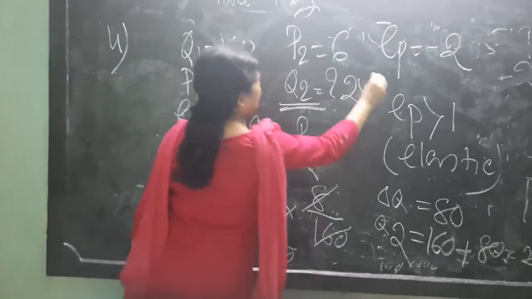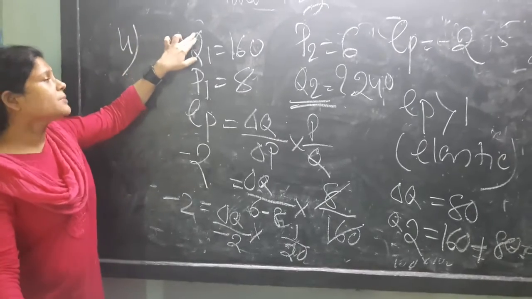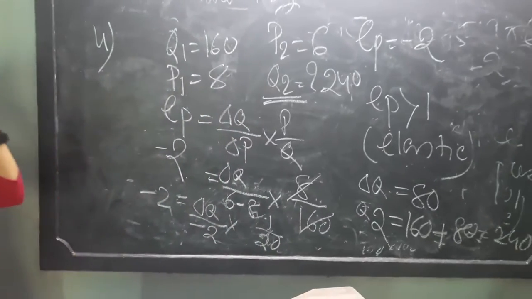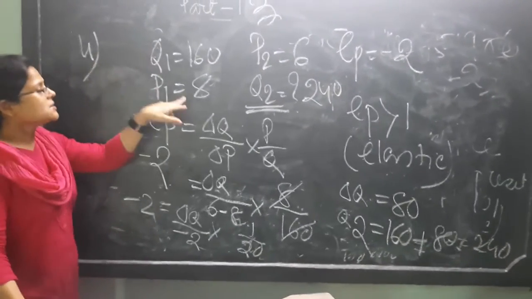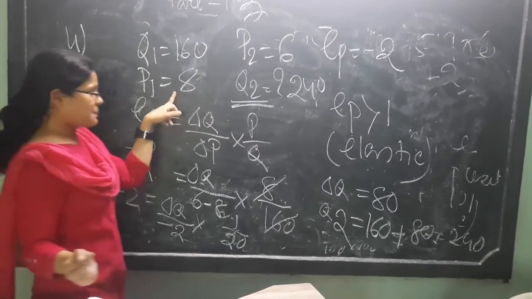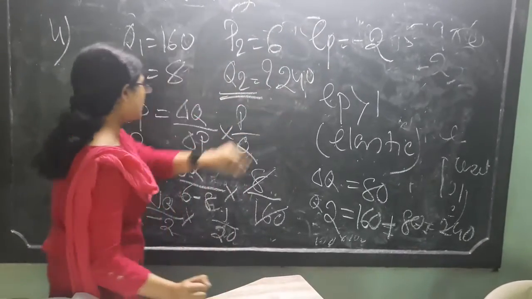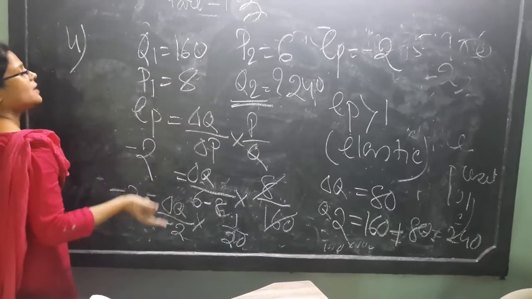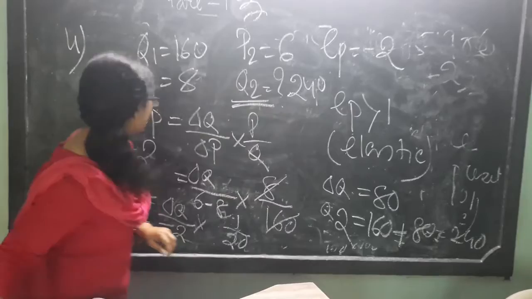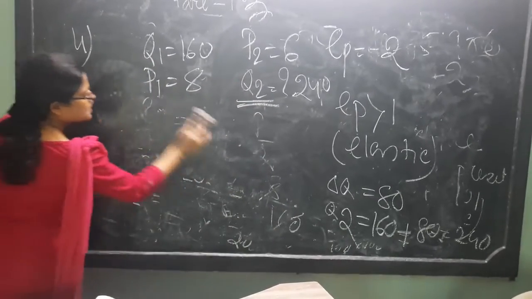Okay, so I am again repeating the sum. When the quantity demanded of the product is 160, the price of the product is 8. Now, if the price of the product is reduced by only rupees 2, then what is happening? The quantity demanded will increase by 80 more units. So we have to calculate the rate of change of price as well as quantity.